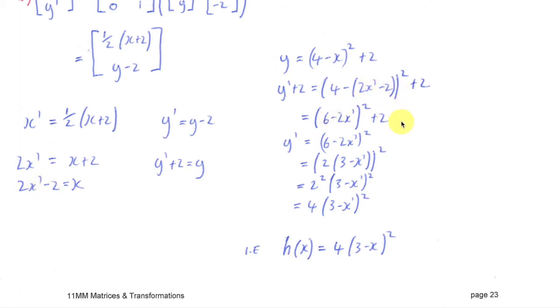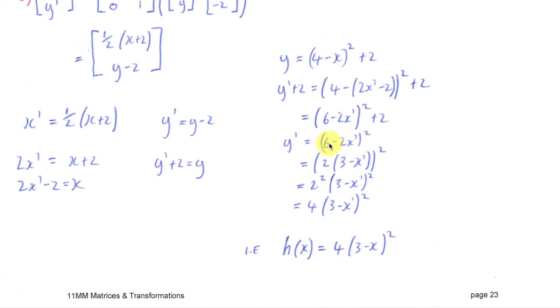In my next move, what I need to do here is simply work out what's going on here. So 4 take away negative 2 becomes 4 plus 2, which is 6. And I've got minus 2x prime, so I have minus 2x prime in here, all raised to the power of 2, and I've got a plus 2 still. In my next line, I take 2 from both sides, so I just end up with that there.